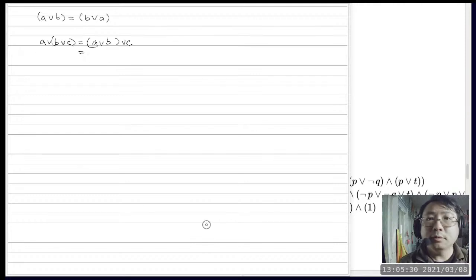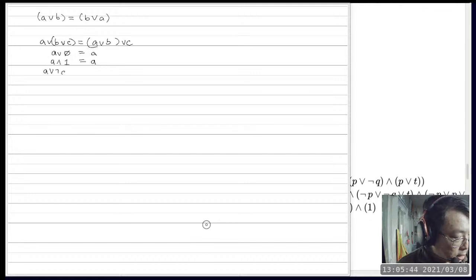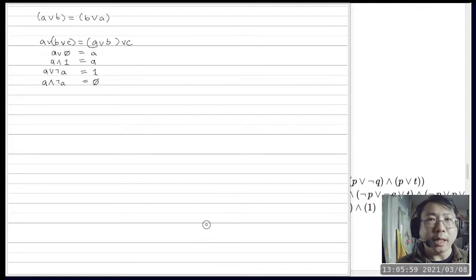And then we get to simplification, or identities. A or false is just A. A and true is just A. A or not A is always true. A and not A is always false. Do we have any questions up to this point? These are kind of axiomatic.